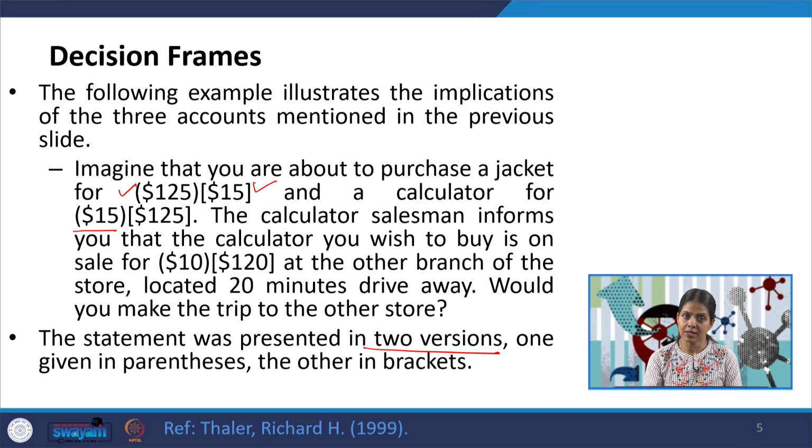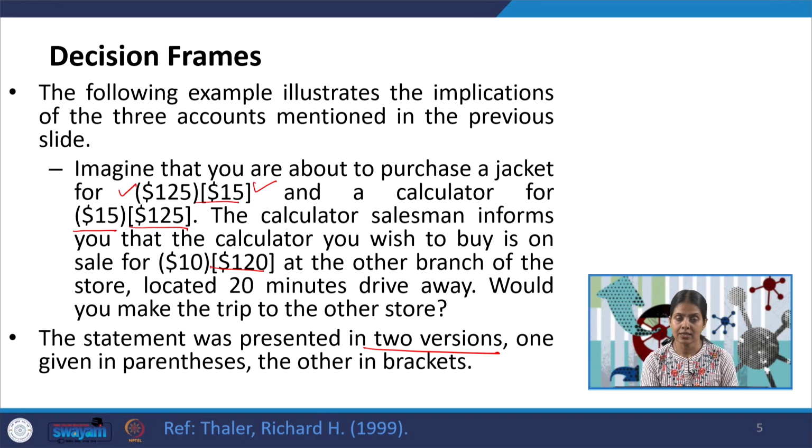Alternatively, the second statement is that imagine that you are about to purchase a jacket for $15 and a calculator for $125. The calculator salesman again informs you that the calculator you wish to buy is on sale for $120 at the other branch of the store located 20 minutes drive away. Would you make the trip to the other store?